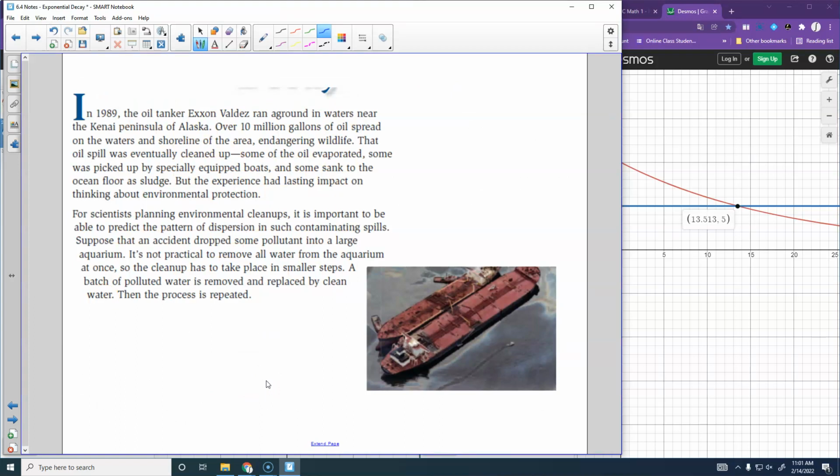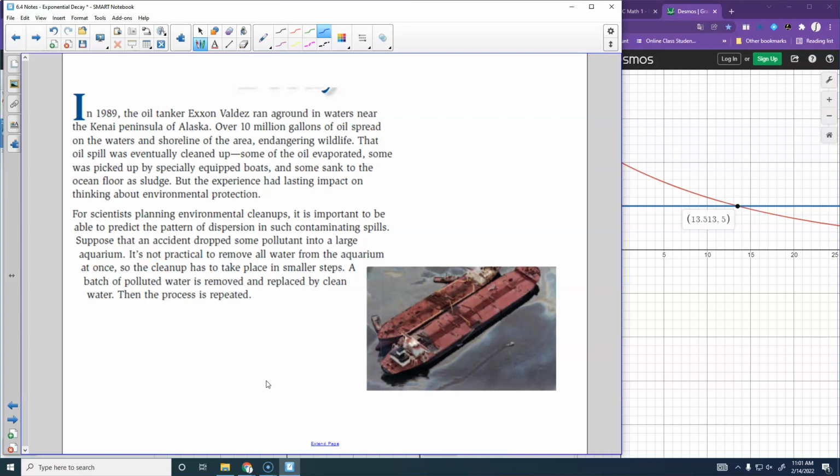So, in 1989, the oil tanker Exxon Valdez ran aground in waters near the Kenai Peninsula of Alaska. Over 10 million gallons of oil spread on the waters and shoreline of the area, endangering wildlife. That oil was eventually cleaned up. Some of the oil evaporated, some was picked up by specially equipped boats, some sank to the ocean floor as sludge. But the experience had lasting impact on thinking about environmental protection.